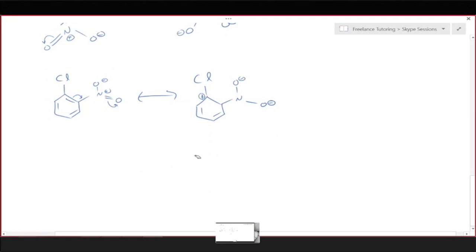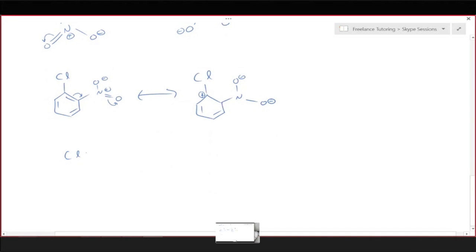how about if we put the nitro group in the meta position? Would that be as effective at making carbon 1 electrophilic? No, it wouldn't. Let's show that. Okay. So let's try to show why the nitro group is not as effective if it's in the meta position.